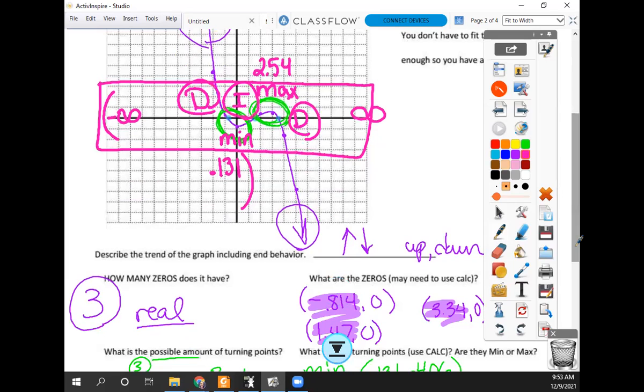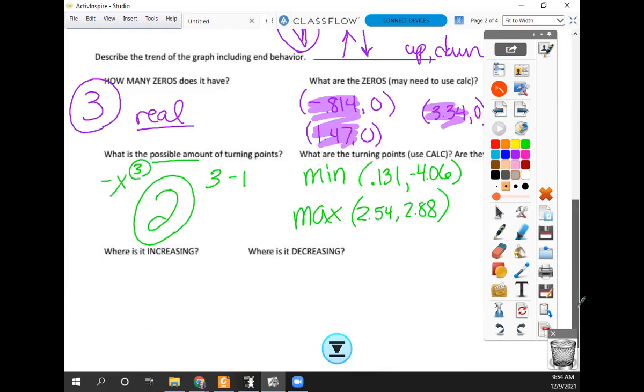So my first interval is this one. This is my first interval. What is happening in between those two numbers? That's decreasing. So I'm going to take this and put it under decreasing. So from negative infinity until it reaches 1.31, it was decreasing. This is an interval. You use x values. I've had kids try to use y values here. You're describing what the graph does left to right.